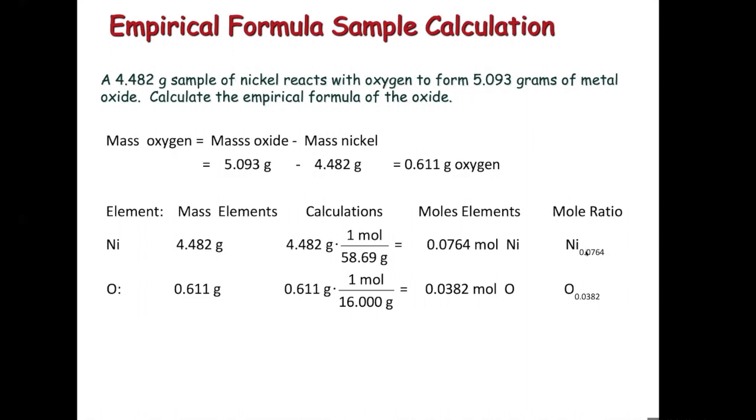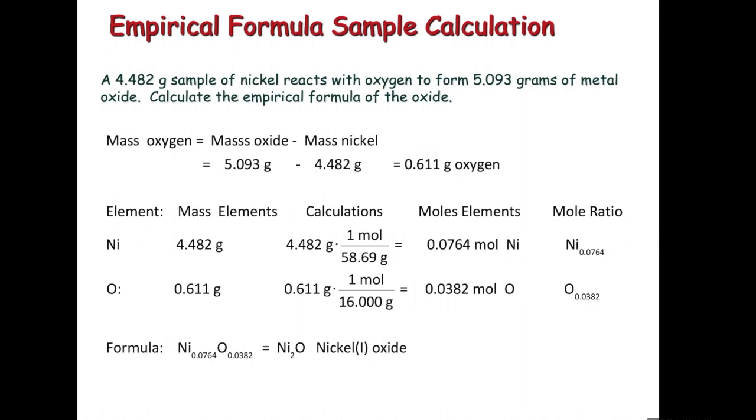What you need to do is get these numbers, 0.0764 and 0.0382, into whole numbers. So you divide both of these by the lowest value, 0.0382, and you get a ratio of 2 to 1. So the formula that you have for nickel is Ni2O, because that's the empirical formula.